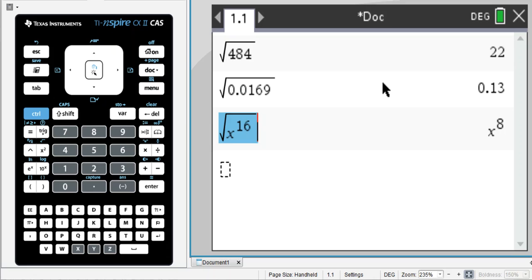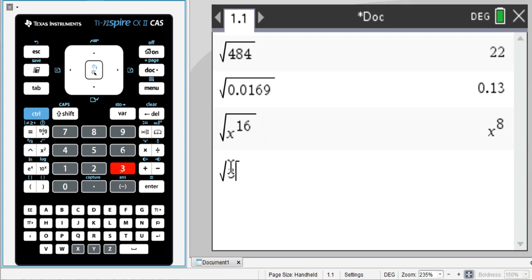So let's check the calculator, see if it'll handle that one too. So we've got the square root of 36x to the 10th power, and if we tap enter here, so this is kind of an interesting result. We've got 6 times the absolute value of x to the 5th.